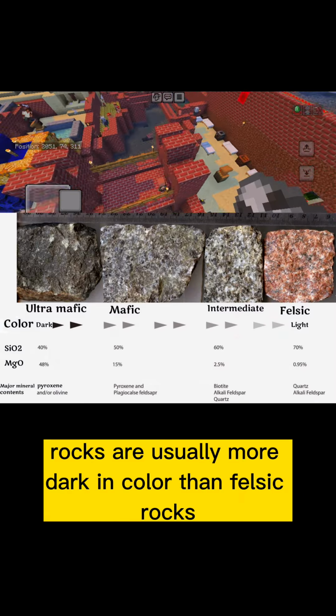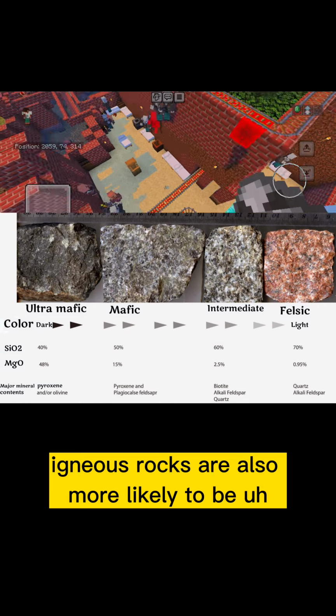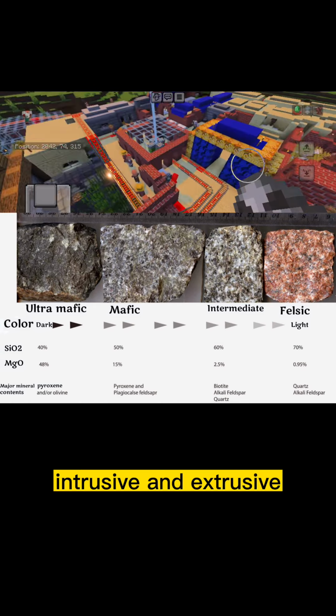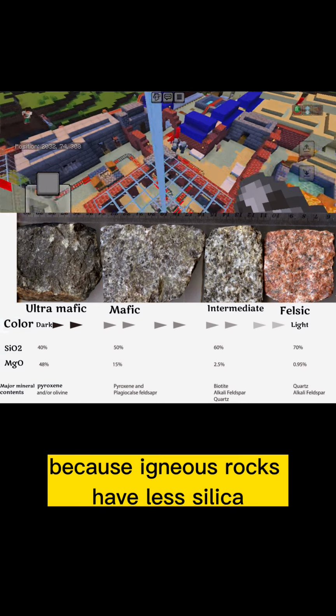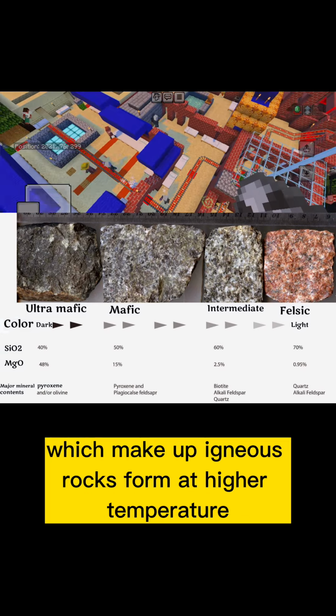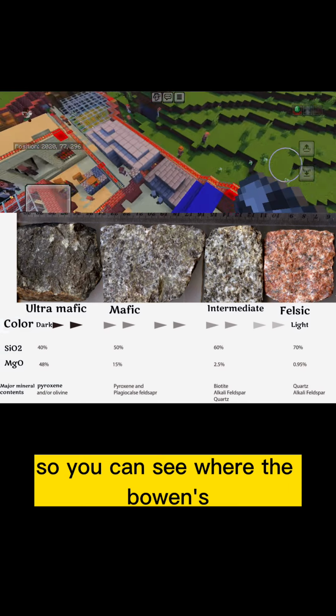Mafic rocks are usually more dark in color than felsic rocks. Mafic rocks are also more likely to be intrusive than extrusive because they need to form at a higher temperature, because mafic rocks have less silica. As the minerals in the Bowen's reaction series which make up mafic rocks form at higher temperature, so you can see where the Bowen's reaction series is coming from.